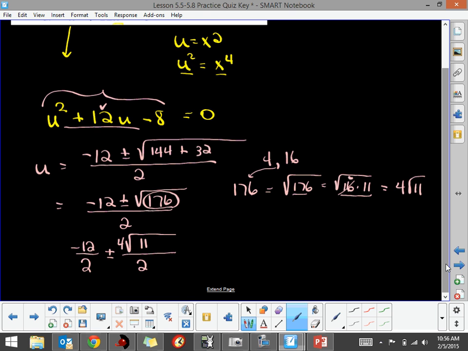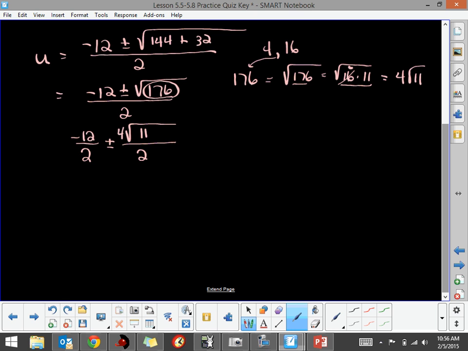Then I'm going to simplify each of these fractions. So negative 12 divided by 2 is a negative 6, plus or minus.